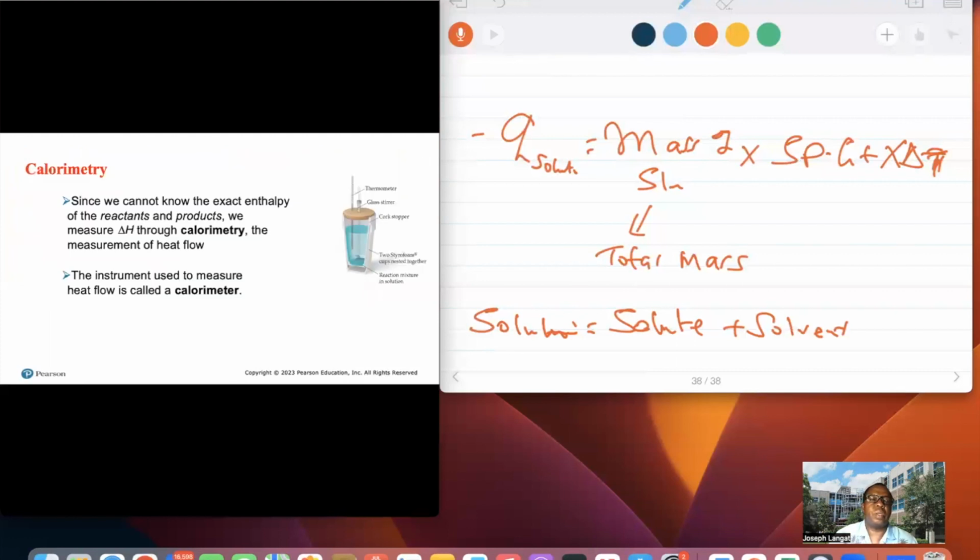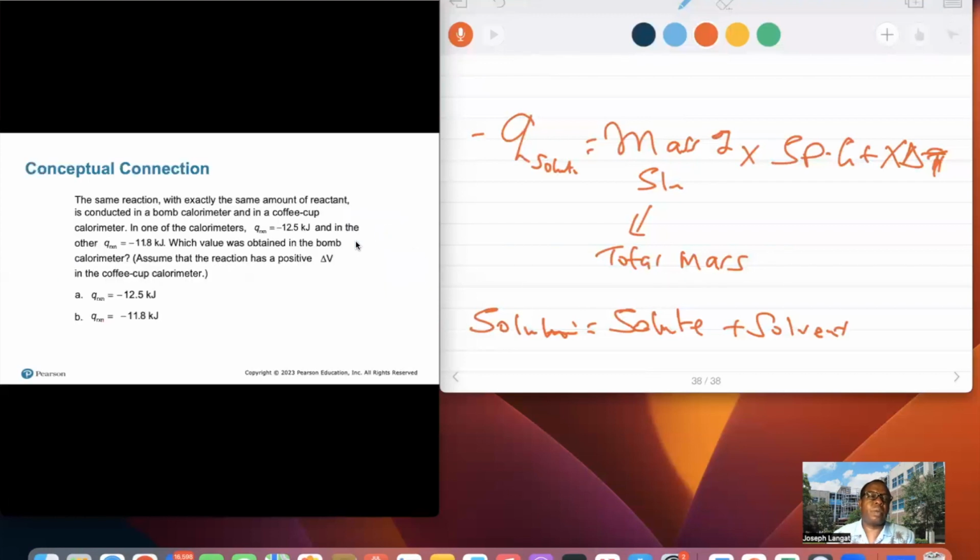This is the calorimetry, which is basically the heat flow. The instrument used to measure the heat flow is a calorimeter, which is 2 coffee cups insulated to avoid the heat being lost, so that you determine the temperature for that using a calorimeter.